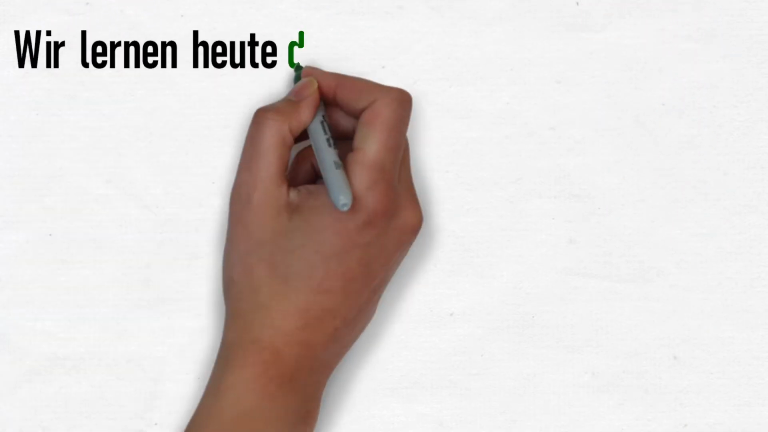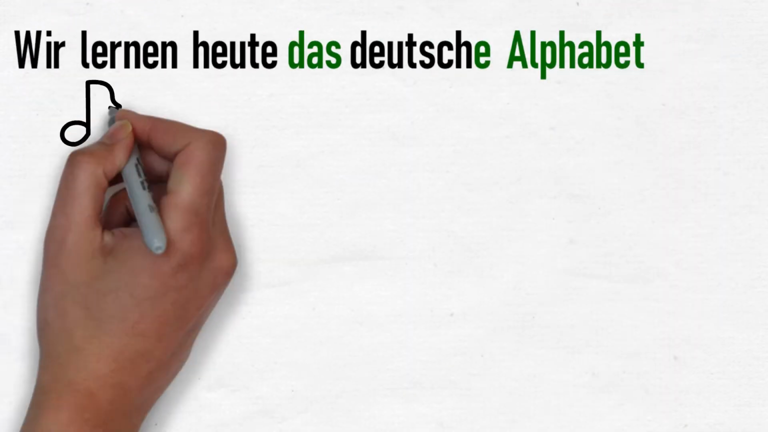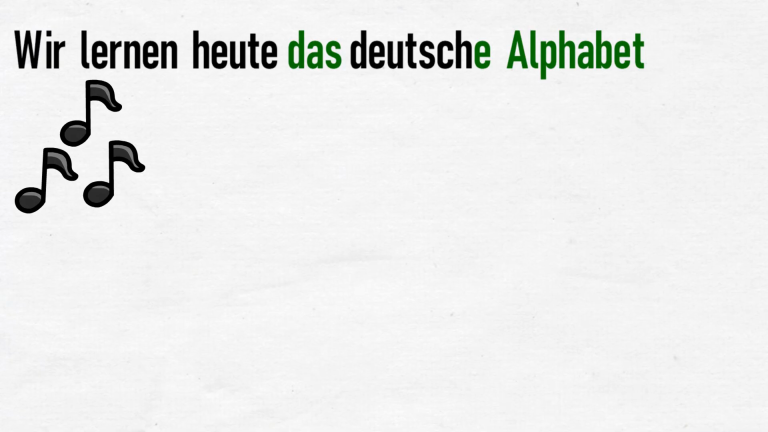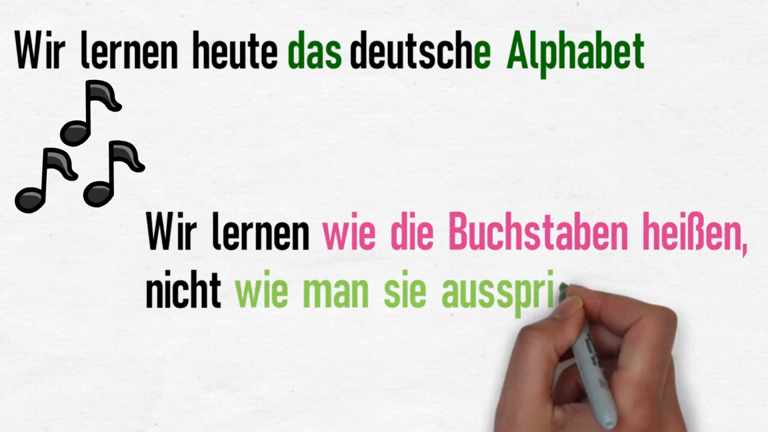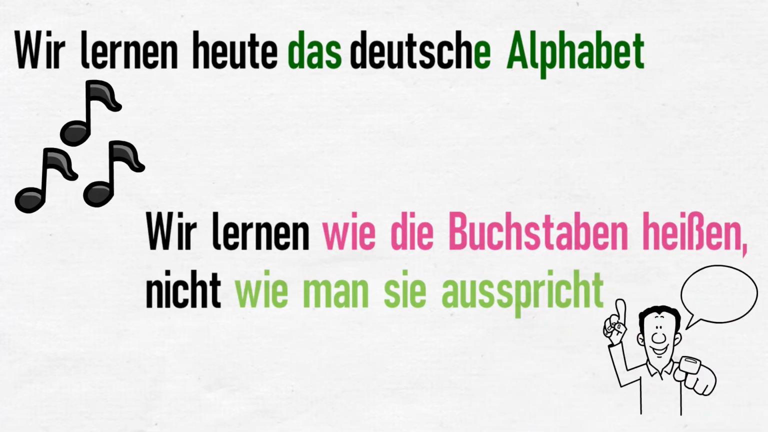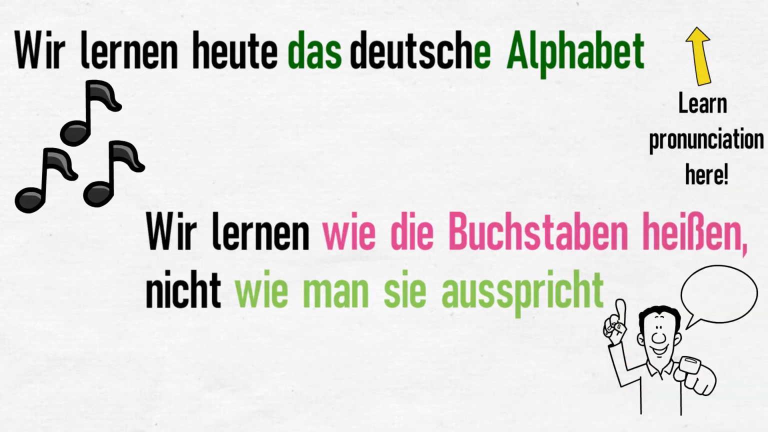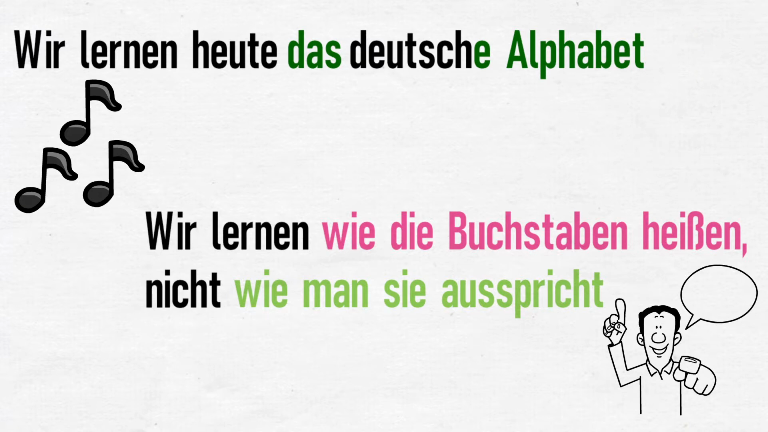In this lesson, we'll be looking at the German alphabet, as well as a song I use with my classes to learn it off by heart. Remember, this lesson will teach you the names of each letter rather than the pronunciation. If you want to learn how to pronounce vowels, consonants and letter combinations in German, be sure to check out my pronunciation videos, starting with German vowels, by clicking the banner now. Also, los geht's. Let's go.